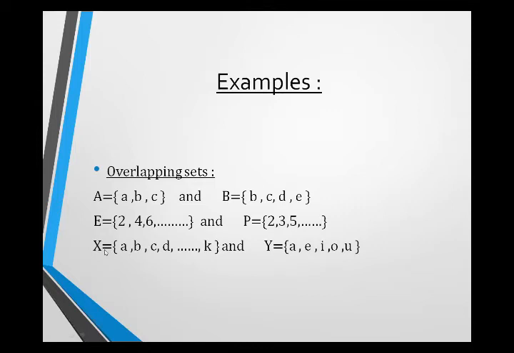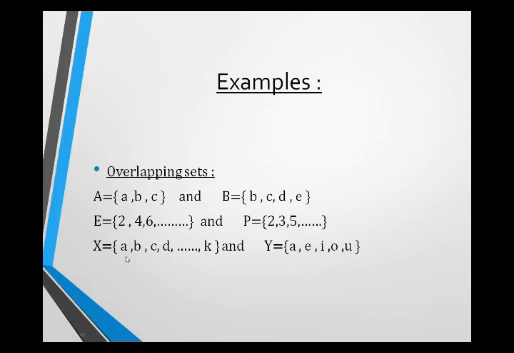Now here's a third example for overlapping sets. X is equal to A, B, C and D. These dots show that the alphabets must go on up to K. And we have a set Y equal to A, E, I, O, U. These are the vowels, as you see, students. But the alphabets in set X end at K, not at Z.